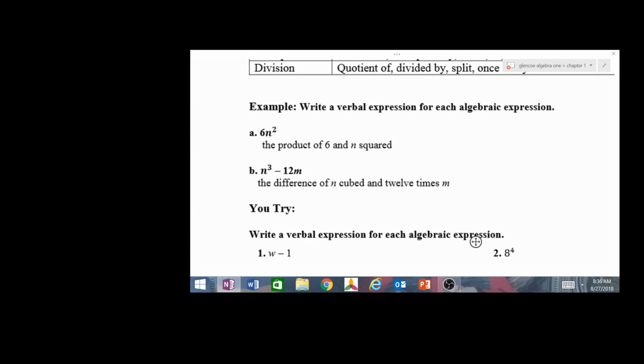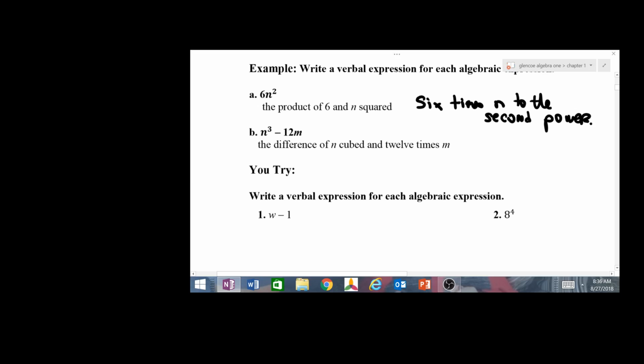Alrighty, let's get this equal. 6 times n to the second power. So let me write that down so you guys can see that. And make sure you write the words out. 6 times n to the second power.